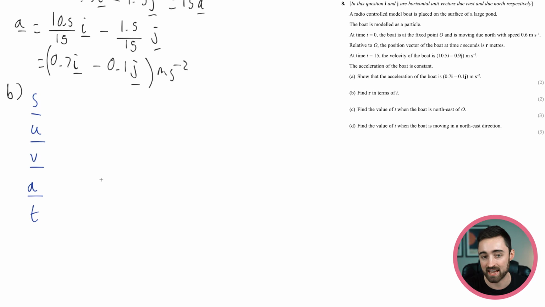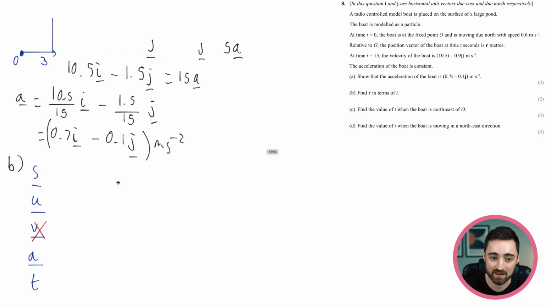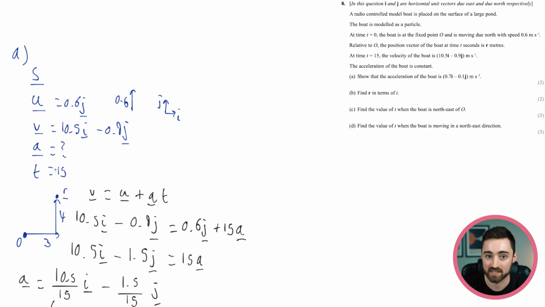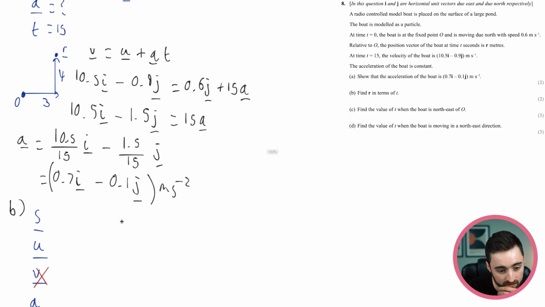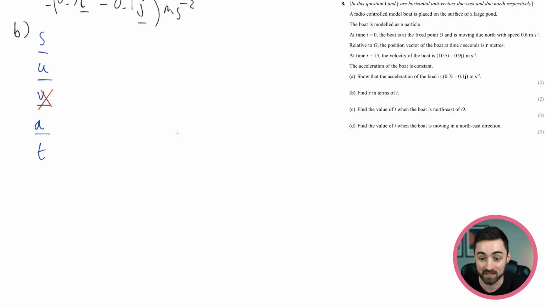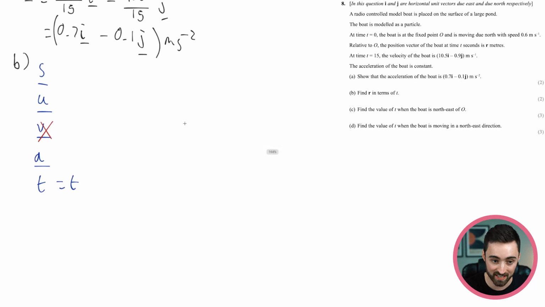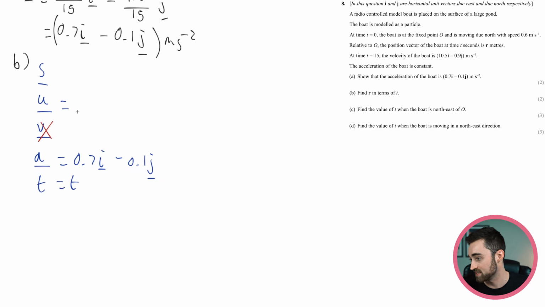So if we want this in terms of t, we're not going to know v, are we? Because the v that we had last time was specific to when t was equal to 15. So we're not going to know v. Again, t isn't 15 anymore, but t is just our generic t, because it wants its answer in terms of t. We do know the acceleration now, because remember, we're told that that's constant. So acceleration is going to be 0.7i minus 0.1j. U is still the same, isn't it? Because the initial is always the initial. So U is still 0.6 lots of j.